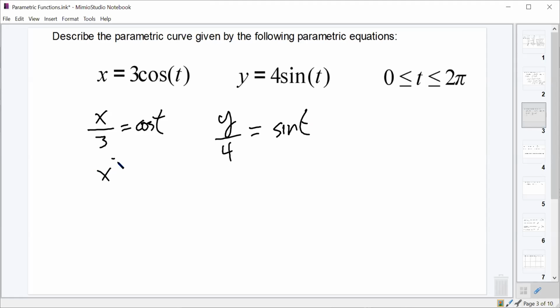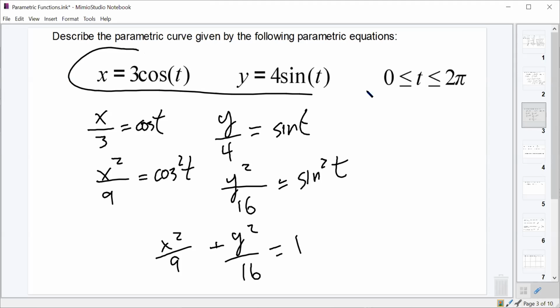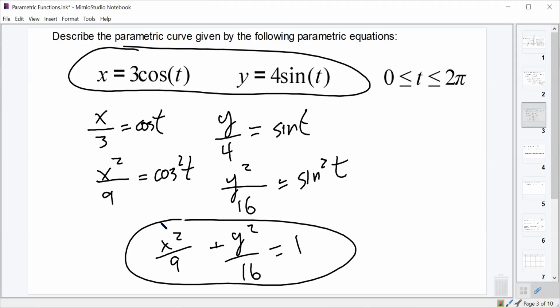So we'll turn this into x squared over 9 equals cosine squared t, and y squared over 16 equals sine squared t, and put them together, and you get x squared over 9 plus y squared over 16 equals 1. And we should be able to tell by looking at either the parametric version of this ellipse or the rectangular version of this ellipse that it's got a major axis that's along the y-axis, and that the major axis is 8 units long and the minor axis is 6 units long along the x-axis. Good or no?